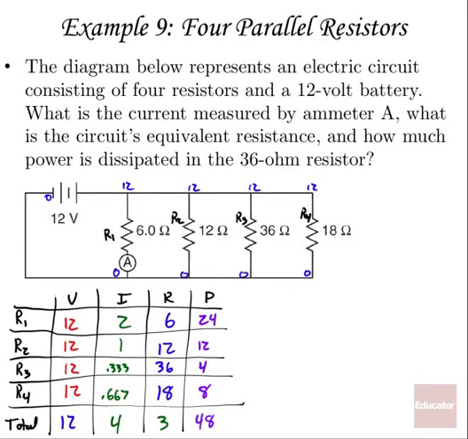So let's answer the questions it asked to begin with. What is the circuit's equivalent resistance? Req, right from our table, is 3 ohms. What is the current measured by ammeter A? Well, A is measuring the current through R1, so I1 must be 2 amps. And finally, how much power is dissipated in the 36 ohm resistor? That's the power through resistor 3, which is going to be 4 watts, all right from our table.